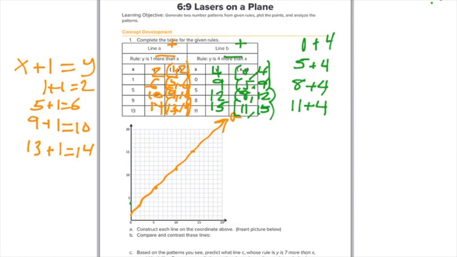So 0, 4. I have 5, and where am I? I lost where I was looking. 5, 9, there we go. I have 8, 12. And I have 11, 15. Okay, I plotted that. I draw my line through it.